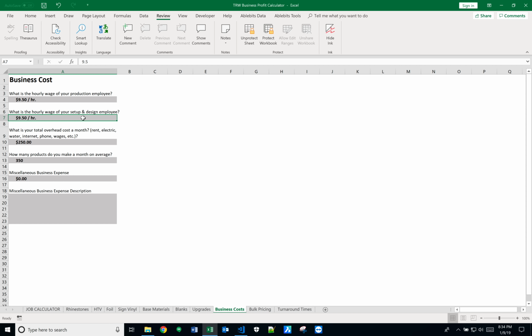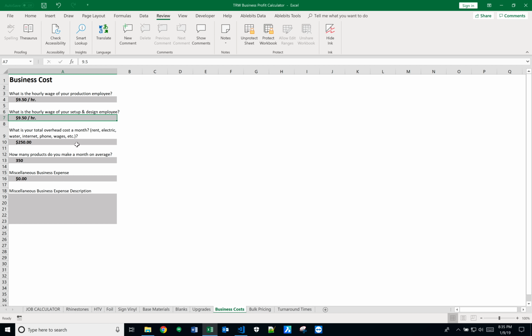And then the other one is setup and design employee. Maybe you have somebody separate doing your setup and design, so you want to account for their wage here. If it's the same person, you could put just the same wage in both, or maybe it's you. If it's you who's doing setup and design, assign something for yourself. You should be paying yourself.